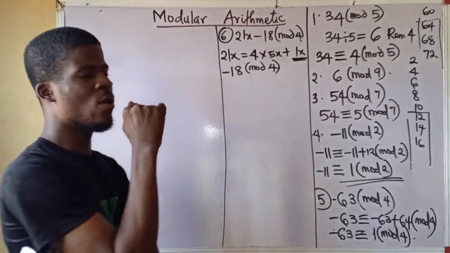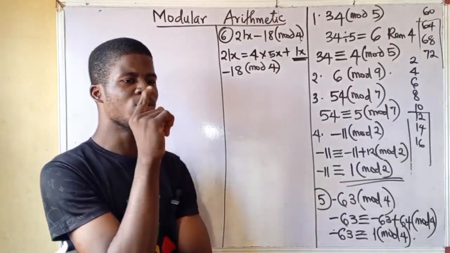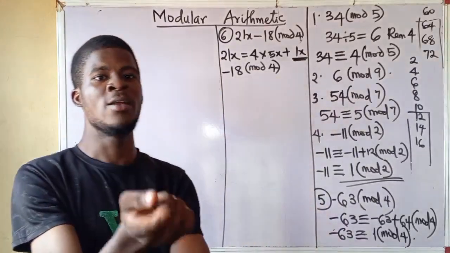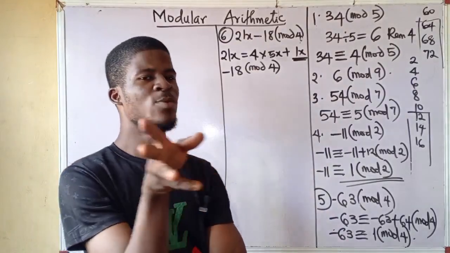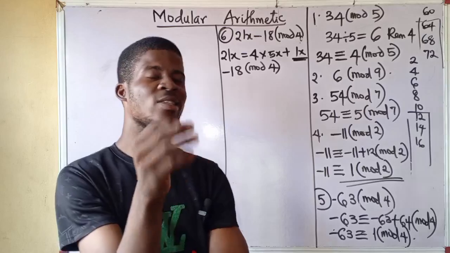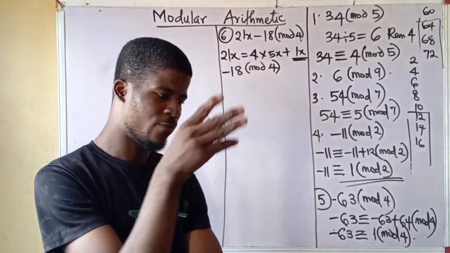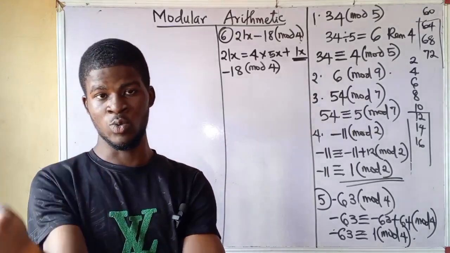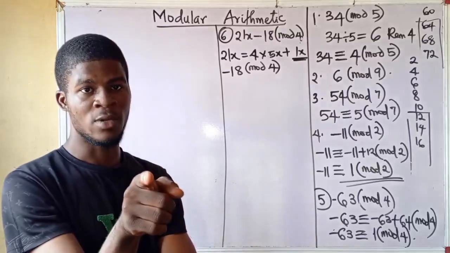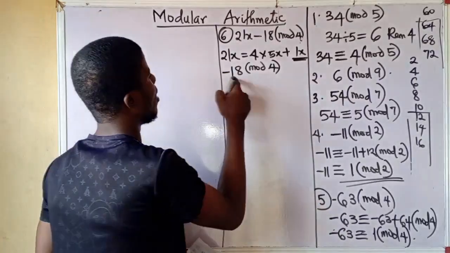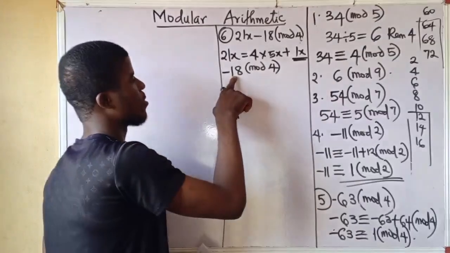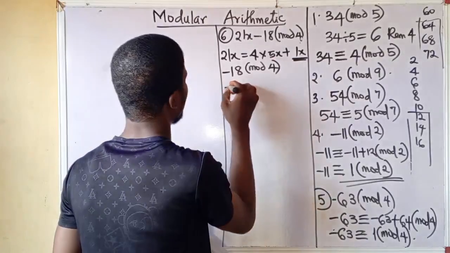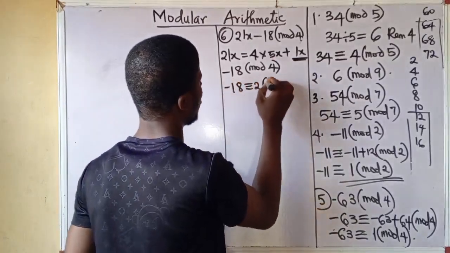Minus 18. If I'm to evaluate minus 18 under modulo 4, I should be looking for the multiple of 4 that is just immediately greater than 18, and then add it to minus 18. The multiples of 4 that are greater than 18 are 20, 24, 28, 32. So I should be using 20, right? If I add 20 to this, it will be minus 18 plus 20, and that will be 2. So this means that minus 18 is actually congruent to 2 under modulo 4.